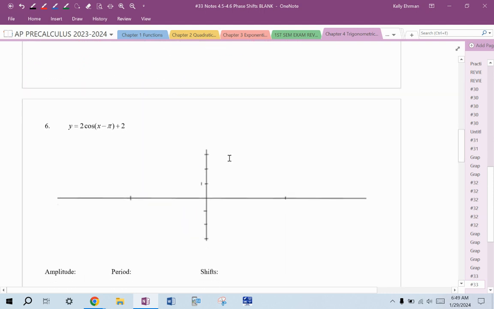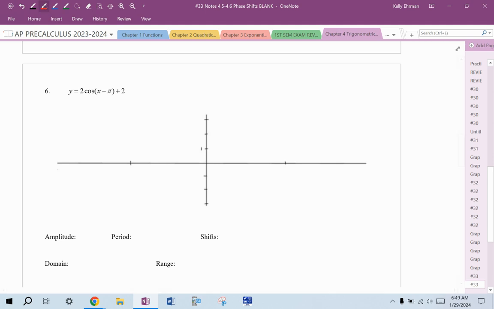Let's look at a cosine graph. So this cosine graph has an amplitude of 2 because of the number in front of cosine. That means that when we sketch the cosine graph, it starts at its amplitude, and then it goes to midline, and then below midline, midline back up.